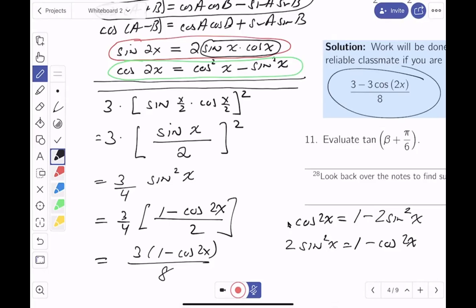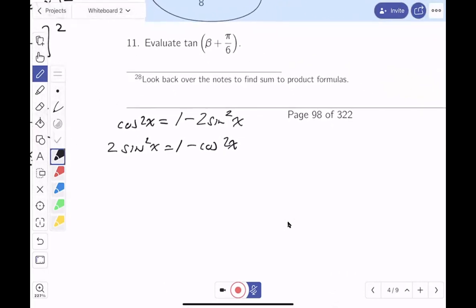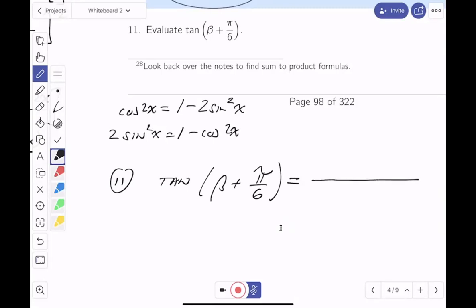All right, let's take a look at number 11. And let's see if we can do it. And I'm going to look at it. And this is number 11 now. And what do you see? They want to evaluate the tangent of beta plus pi over 6. All right. Now, I can't remember, but I think I've done something like this in a prior example. And you have. It's a tangent of a sum.